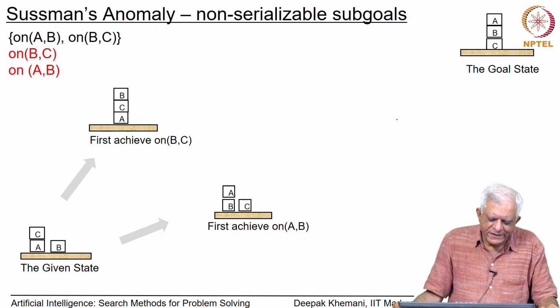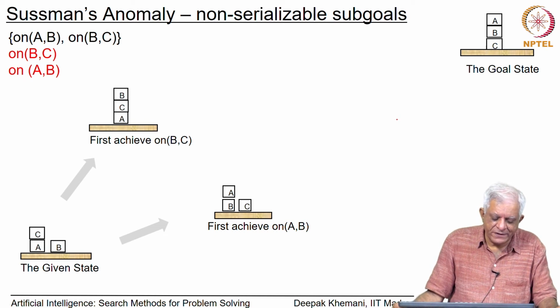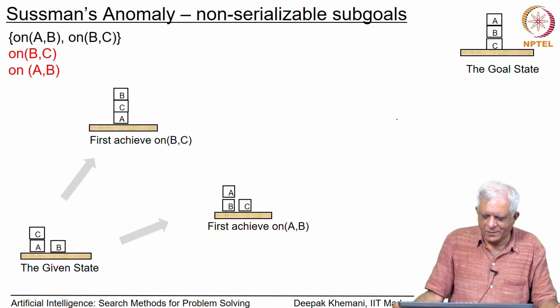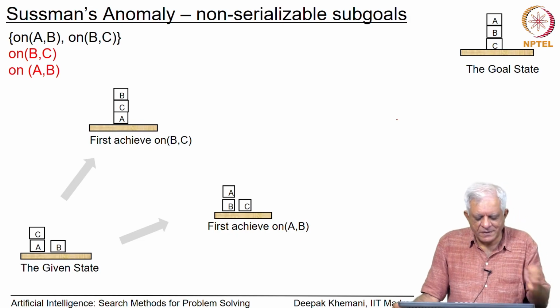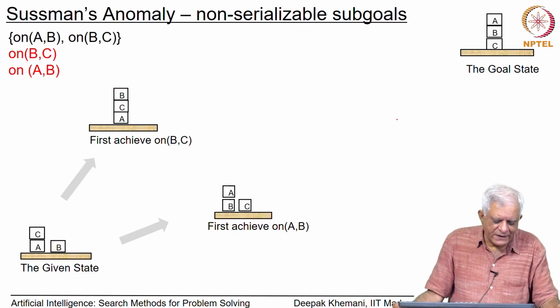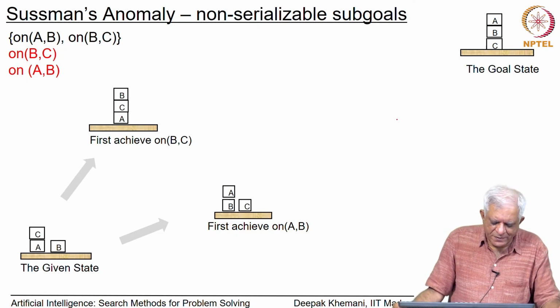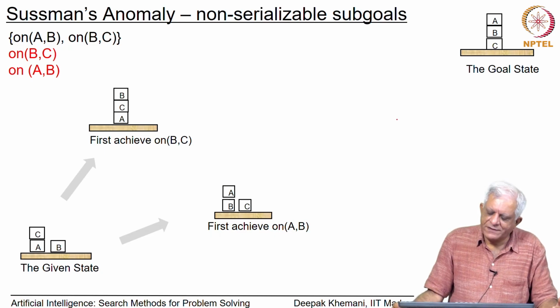So, let us say that we have these two sub goals to solve, on B C or on A B. We have seen just now that either way, if you take up a sub goal and pursue it relentlessly till it is solved and then only revert to the other goal, you will not find the optimal plan. Of course, you will find the plan which is the longer plan, but you will not find the optimal plan.